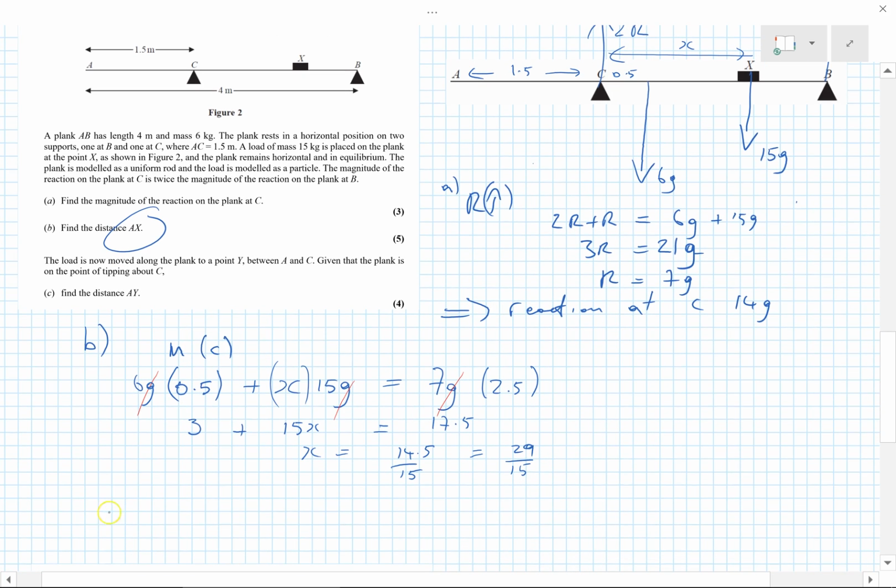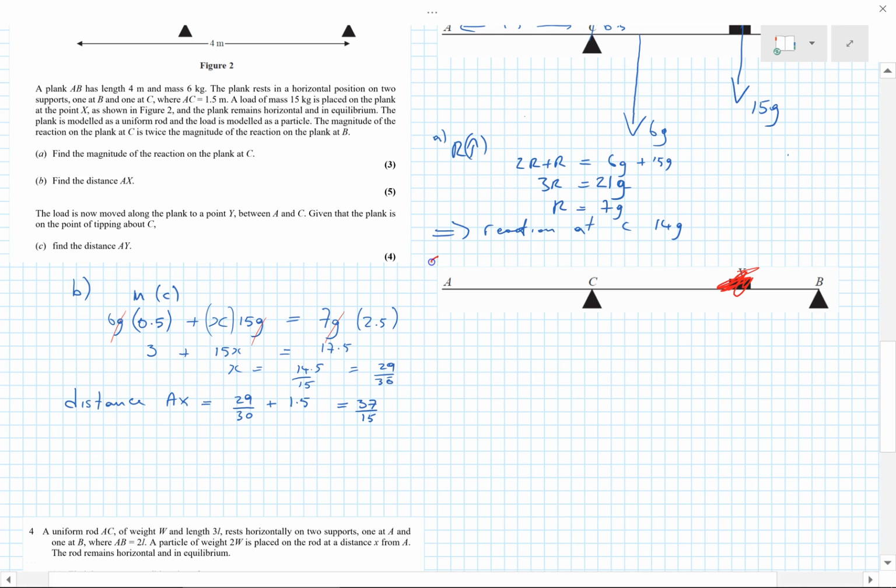But we want to add 1.5 to that. The disadvantage of setting up like this is that you must remember to add on. Otherwise, just mark the unknown you want on the diagram. So 29 over 15 plus 1.5. Oh, it's not over 15, of course, it's 29 over 30. So that's 29 over 30 plus 1.5, which is 37 over 15. So that's that part of the question done, and then we've got a fairly standard tilting situation in the next part, so let's go on to that.